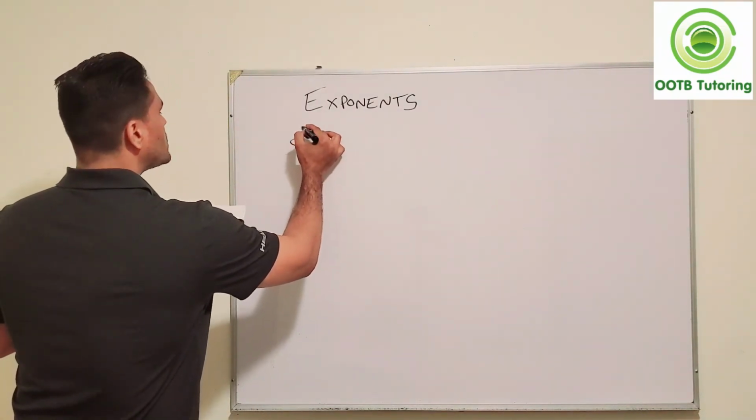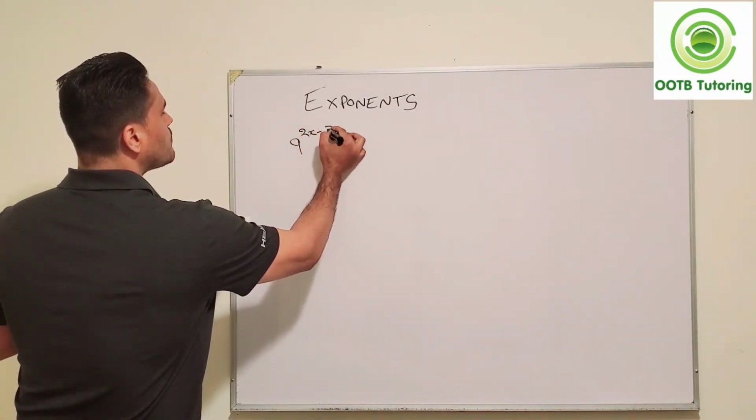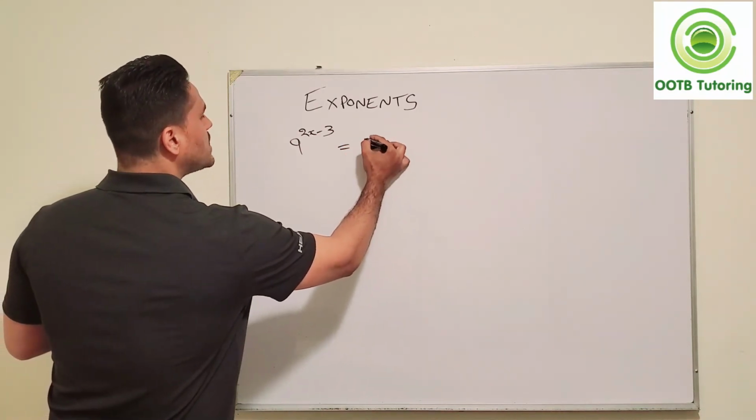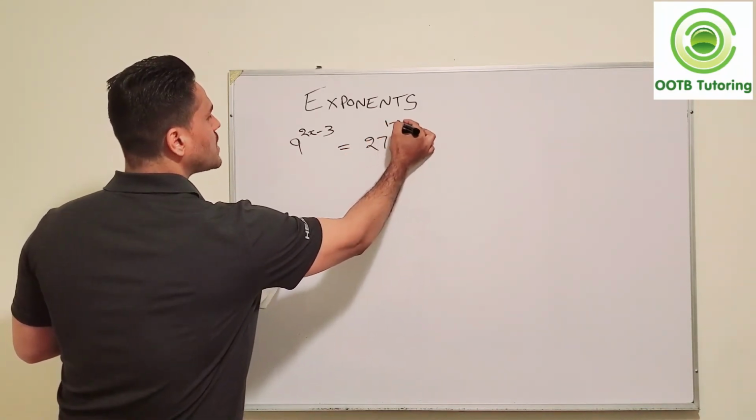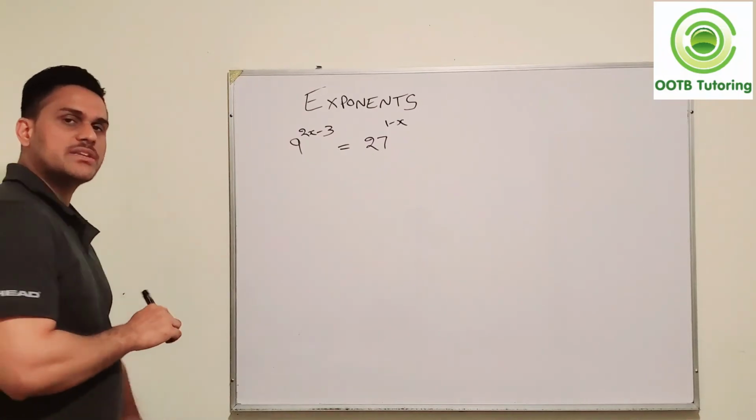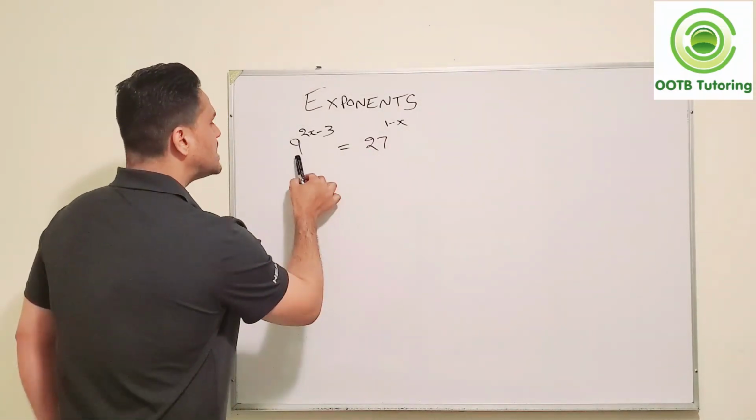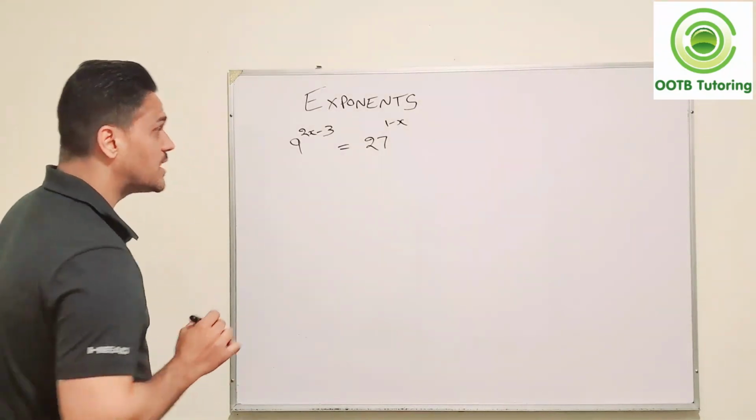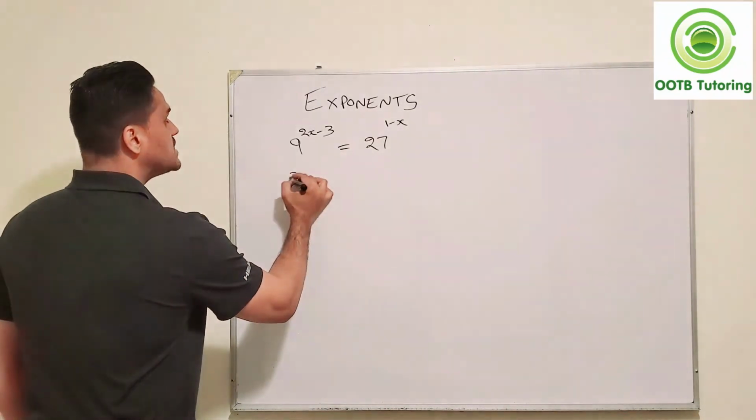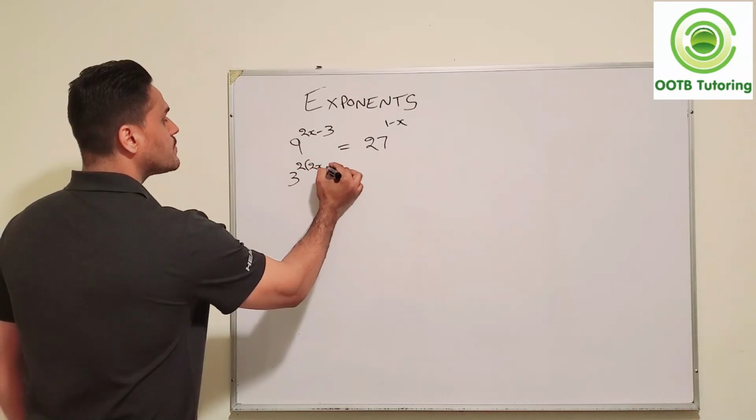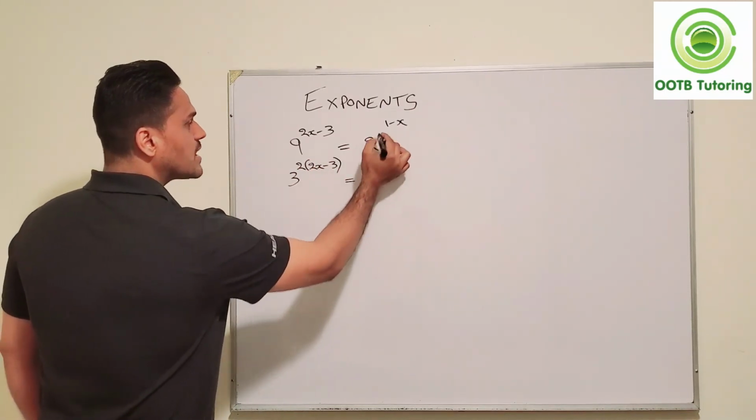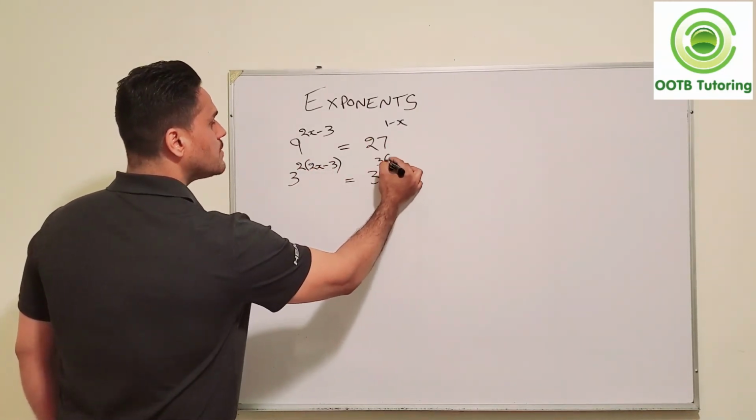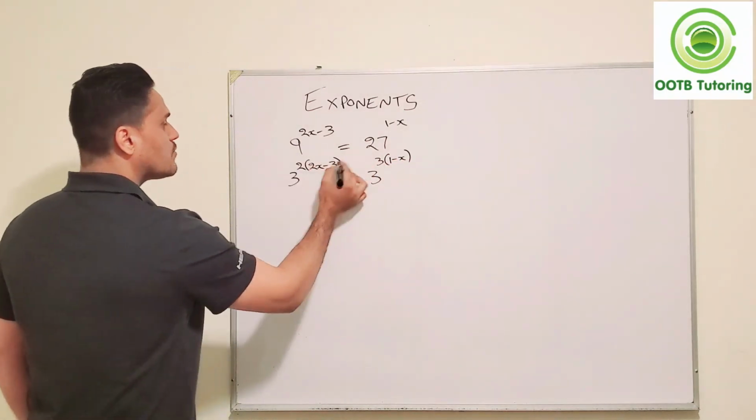So we have 9 raised to the power 2x minus 3 is equal to 27 raised to the power 1 minus x. Again, straight away, I look at the numbers first. I see 9, I see 27. Both of those numbers can be written as a power of 3. So we're going to write 9 as 3 squared. 27 can be written as 3 cubed. We're going to FOIL the powers.